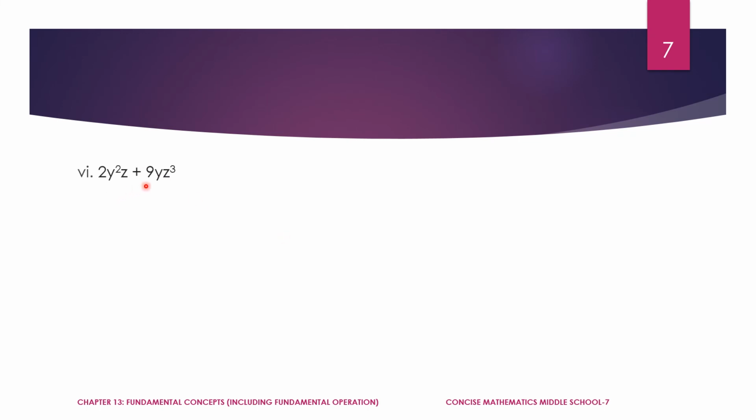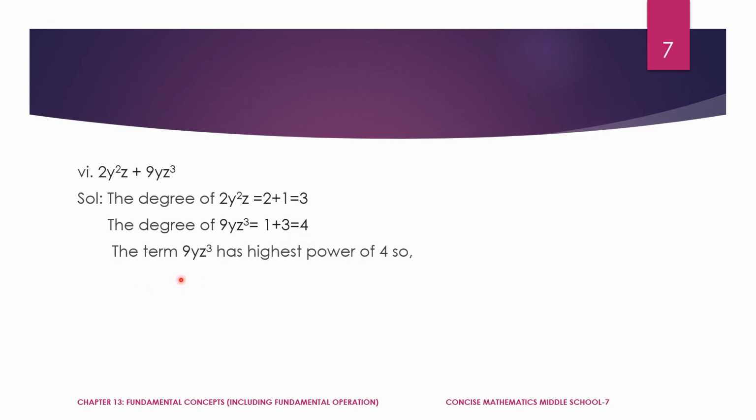Next, 2y square z plus 9yz to the power of 3. Let's take the first term and find its degree. 2 plus 1, because variable y has an exponent of 2 and z has 1. So 2 plus 1 is 3. Let's consider the second term, and its degree would be 4. Now the term 9yz cube has the highest power of 4. Right? We are comparing 3 and 4, and 4 is the highest degree. So 4 is considered as the degree of the polynomial.